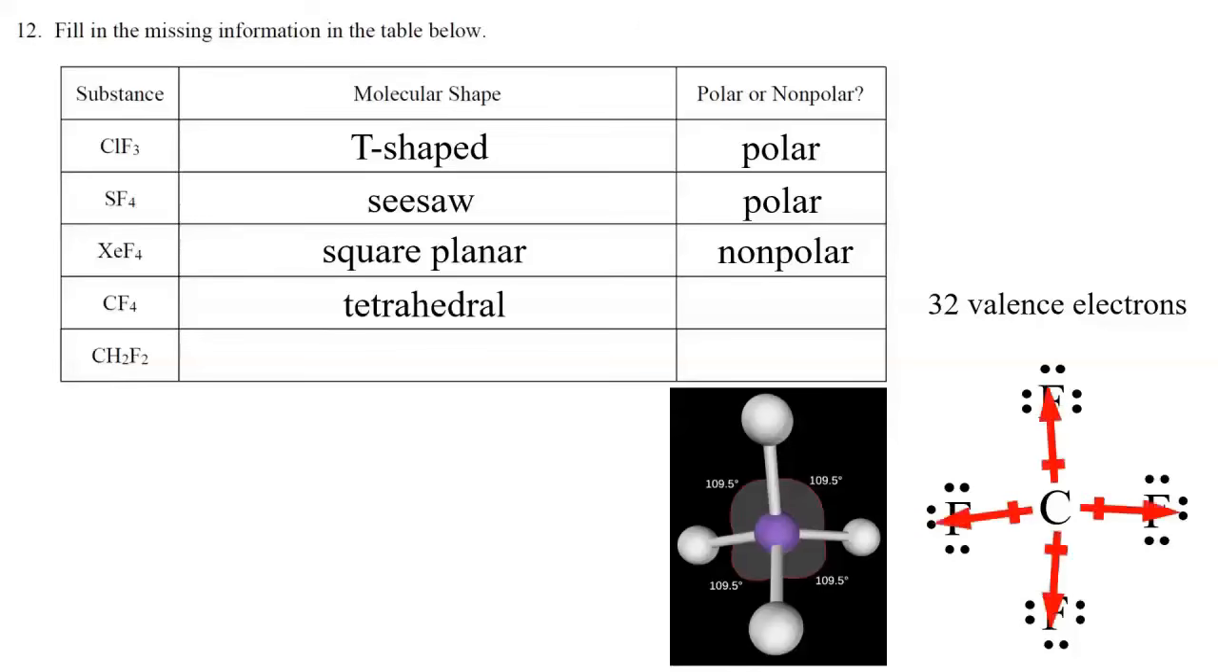All the dipoles cancel out. This is a non-polar molecule because of the symmetry of that tetrahedral shape, and all 4 atoms are the same.